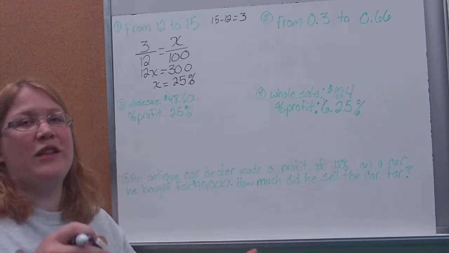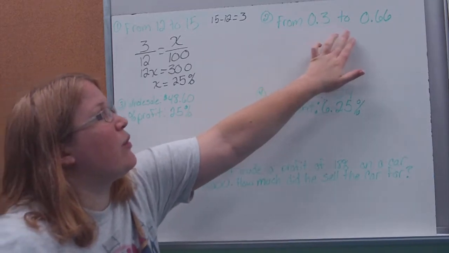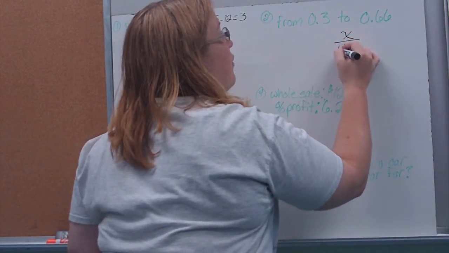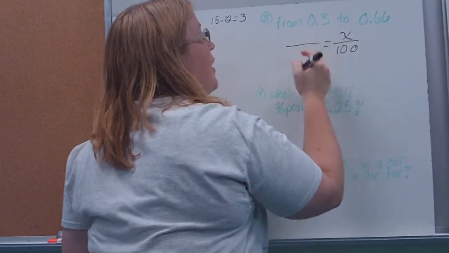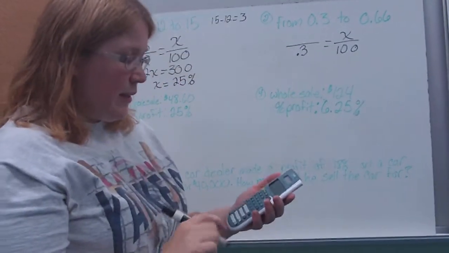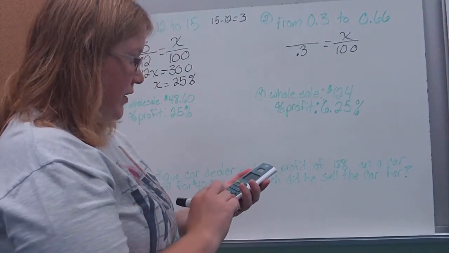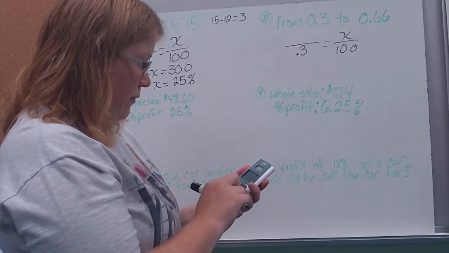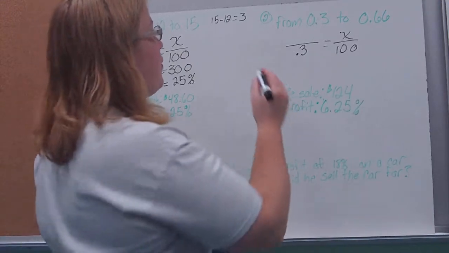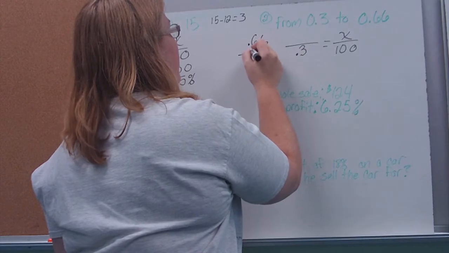It went up 25%. All right, again here, we're going from 0.3 to 0.66, so that means it's my percent I'm missing. So it's the number over 100 I'm solving for. My original one is the one that comes first. So 0.3 goes on the bottom, and then I need to figure out the difference between those two numbers. So that means all I'm doing is subtracting. And I'm going to use my calculator, but I'll show you.